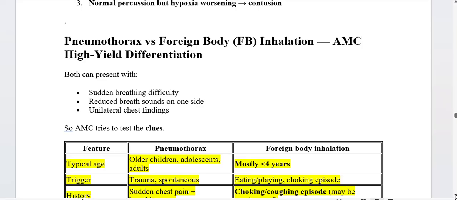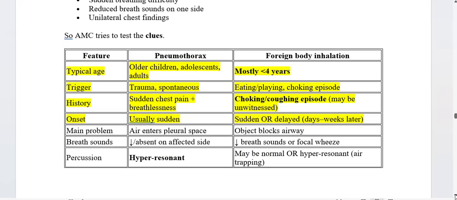Pneumothorax with foreign body. Very important. Older children and adolescents for trauma or spontaneous cases, mostly less than 4 years for foreign body. Sudden chest pain, breathlessness, choking, coughing episodes, which may be unwitnessed. Onset is usually sudden or delayed days and weeks later. Air enters the pleural space in pneumothorax; in foreign body, the object blocks the airway. Breath sounds absent or vocal wheeze. Percussion may be normal or hyperresonant.